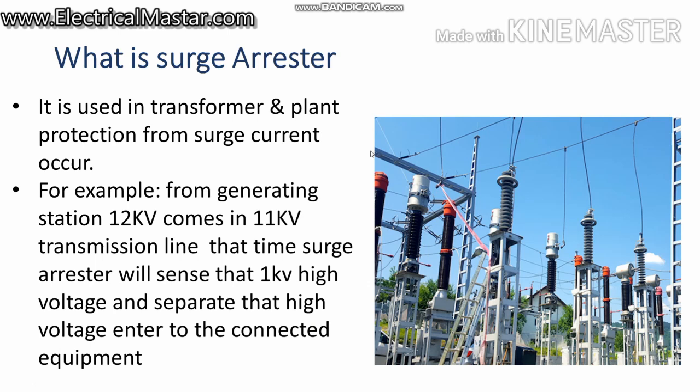For example, there is a generating station producing a rated voltage of 11 kV to the transformer. Suddenly the transmission line carries 12 kV voltage toward the 11 kV transformer. Before entering that transformer, we keep a surge arrestor. The surge arrestor will sense that high voltage, that 1 kV is extra in the rated voltage. So the surge arrestor separates that 1 kV from the rated voltage, and the remaining 11 kV automatically goes to the transformer, and that extra 1 kV goes to the ground. This is the way a surge arrestor works.